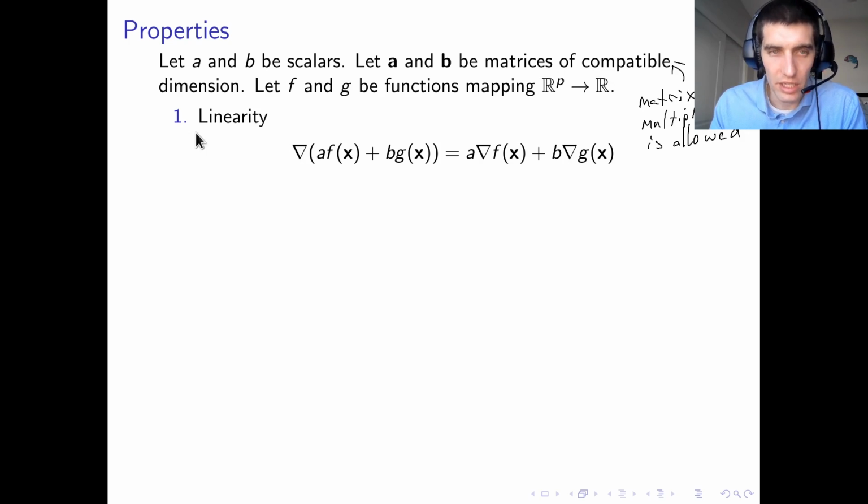Then the gradient operator satisfies some properties. The first one is linearity. So this is just like the derivative, in that you can distribute the derivative across the sum and pull out constants. Okay, so that's what we've done here. Distribute the gradient across the sum. This is a sum of two functions.